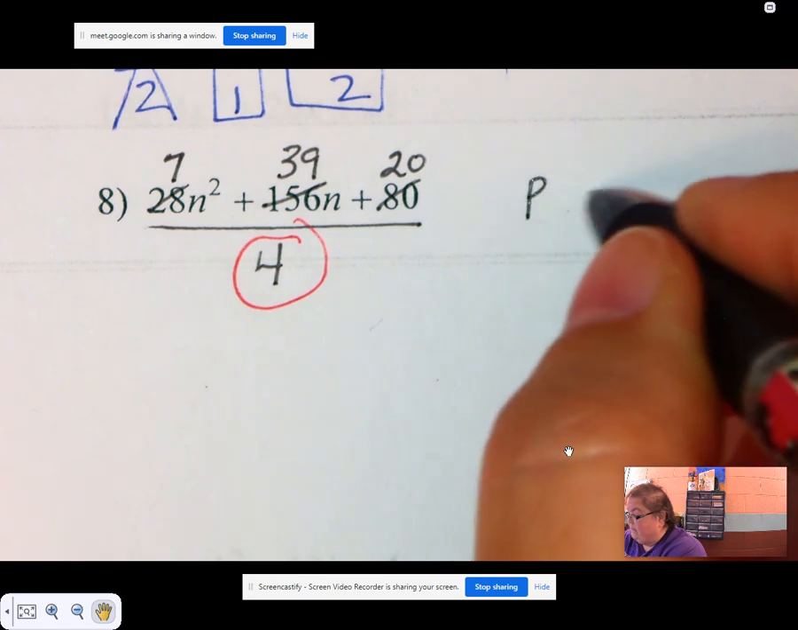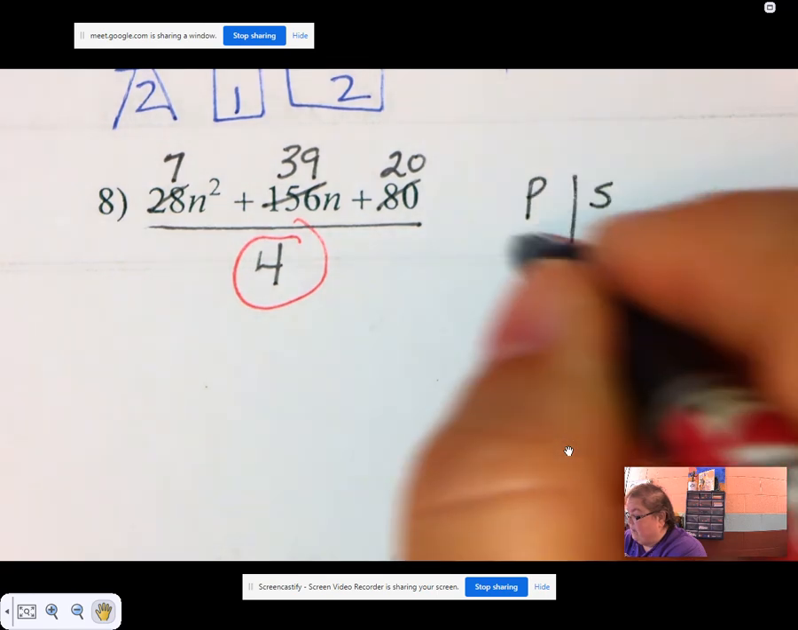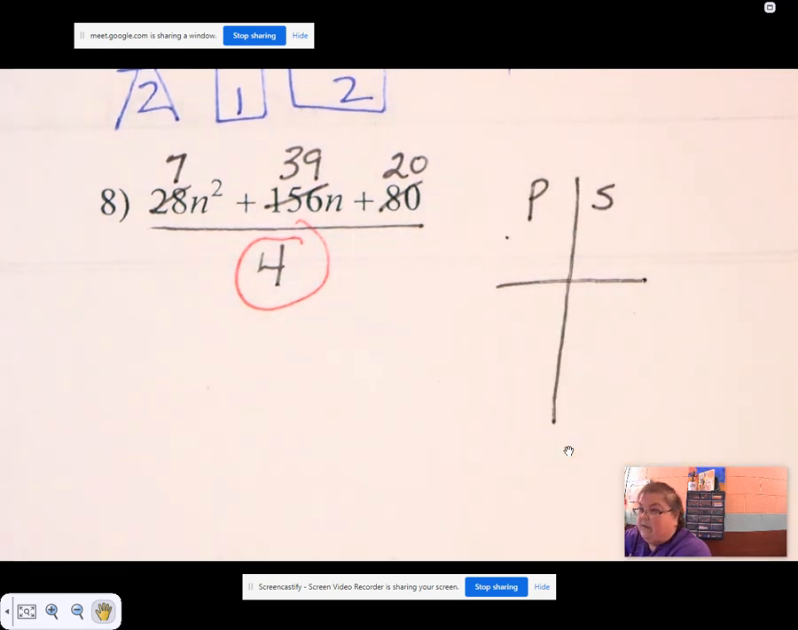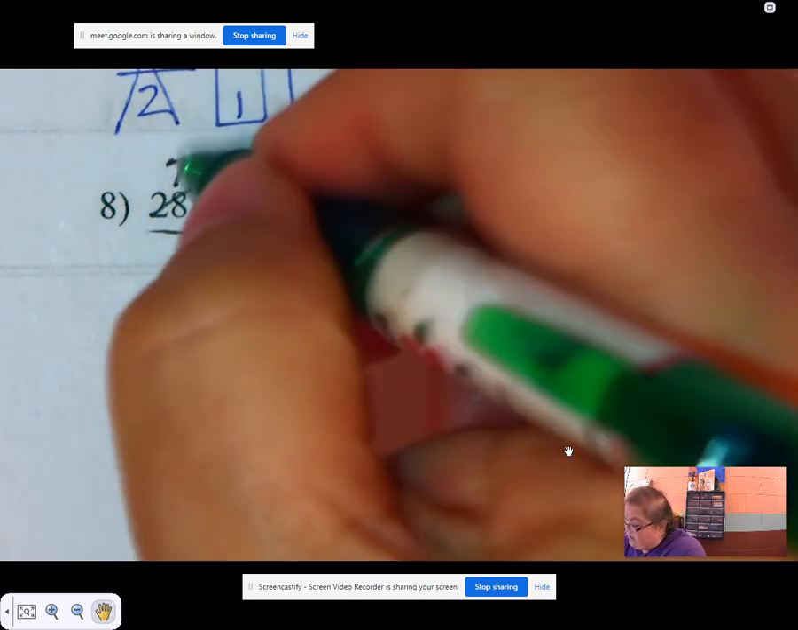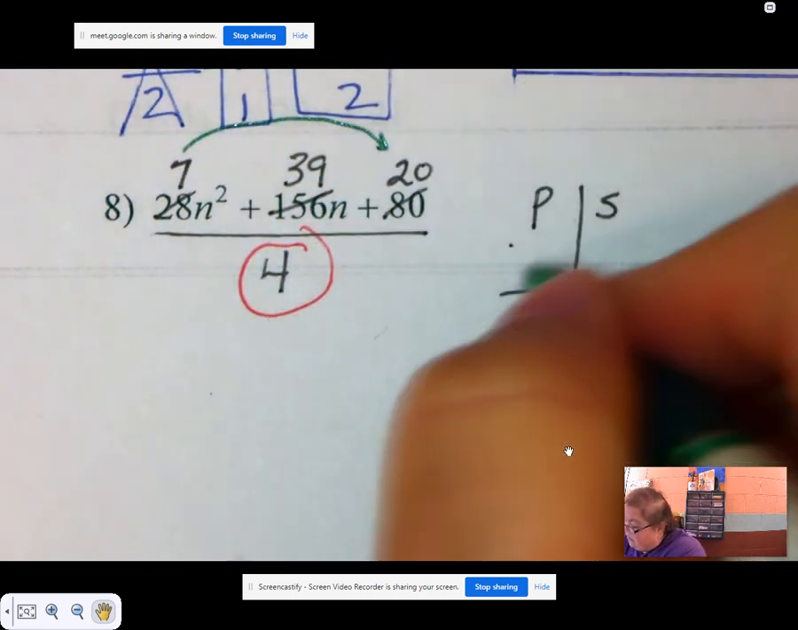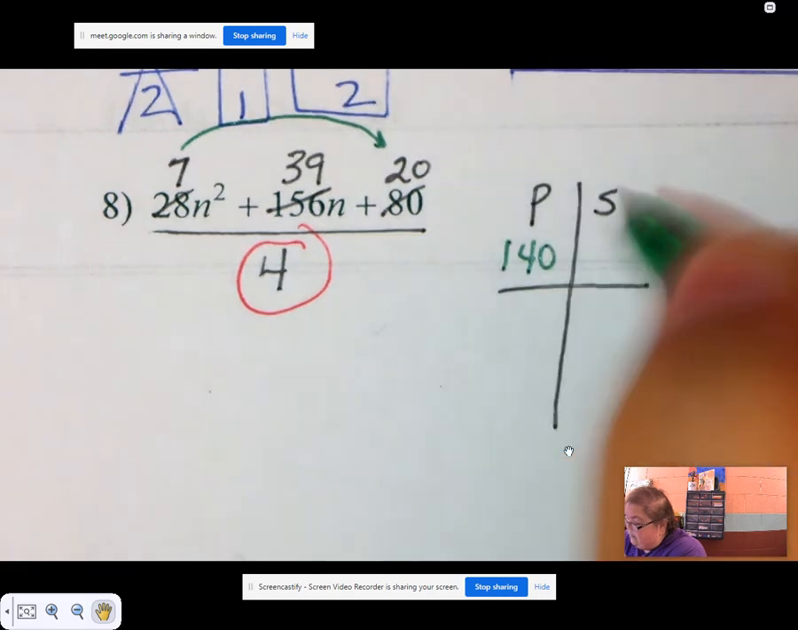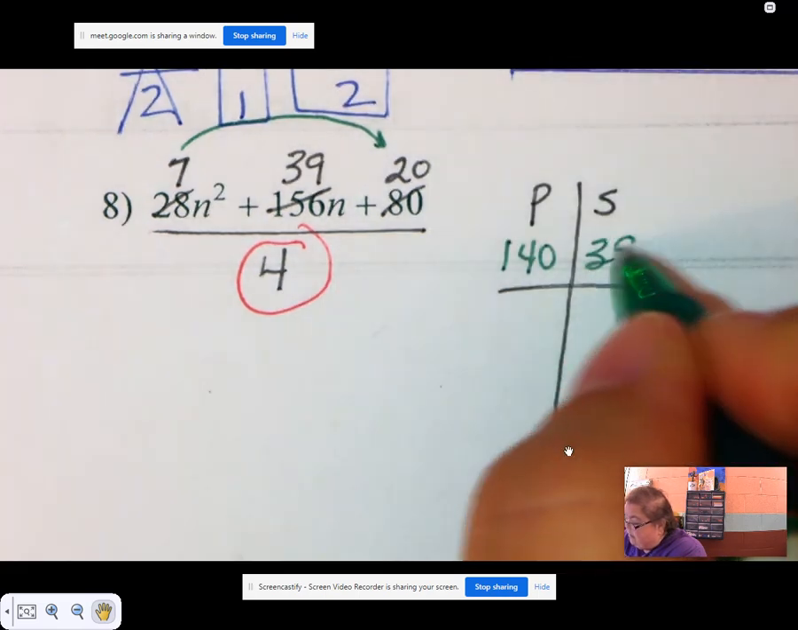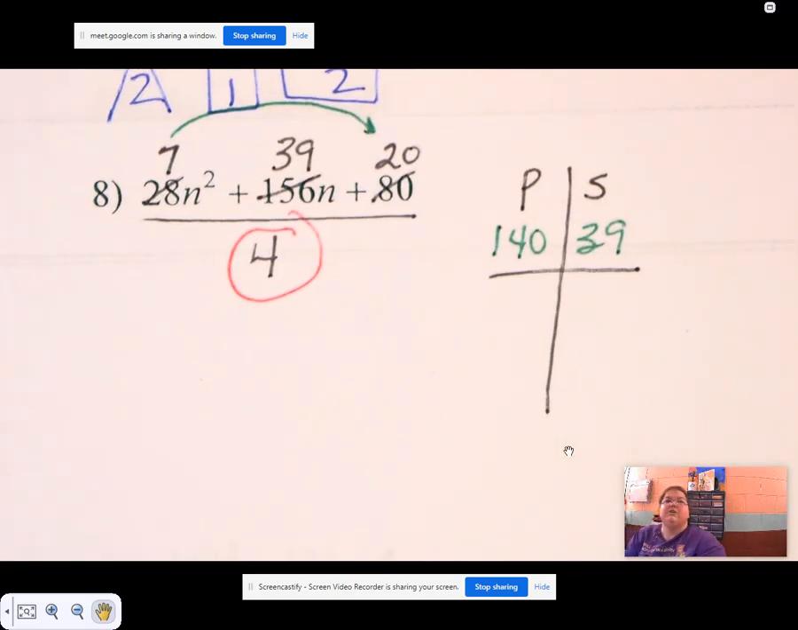Product sum. Okay. Now my product is 140. My sum is 39. Still pretty big number, 140. Still better than 2,000 blah, blah, blah, right?